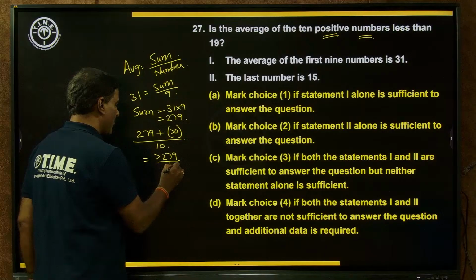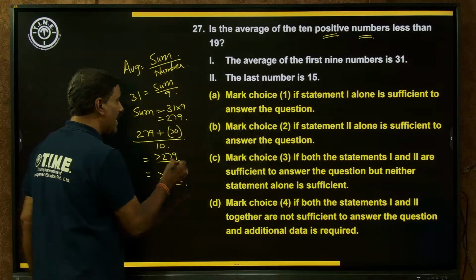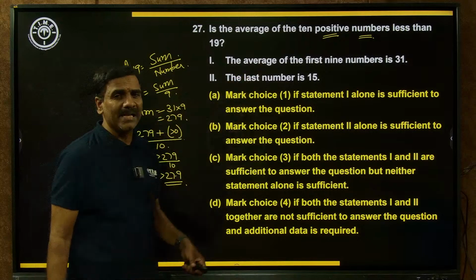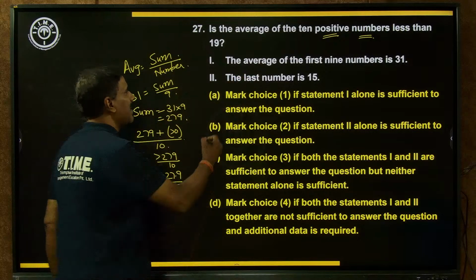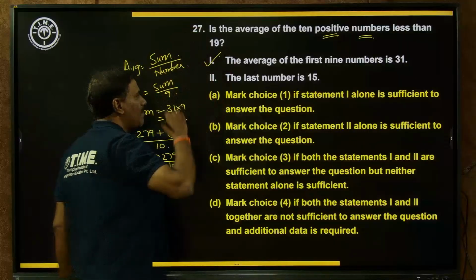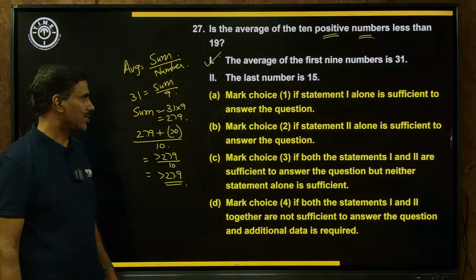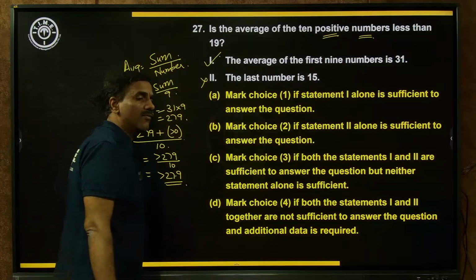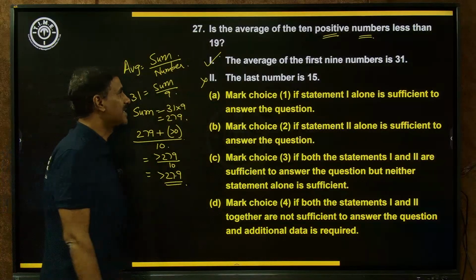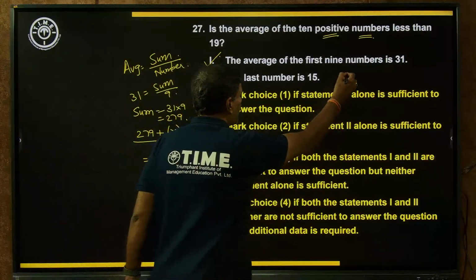By 10 will be more than what? 27.9. What do we need? Is the average less than 19? It can never be less than 19 if the average of the first 9 numbers is 31. So the first statement alone is sufficient to answer the question. And what is the second statement data? We are not interested in that one. So the answer should be the first statement sufficient, choice 1.